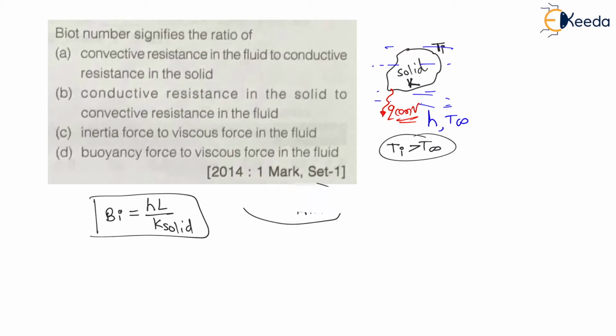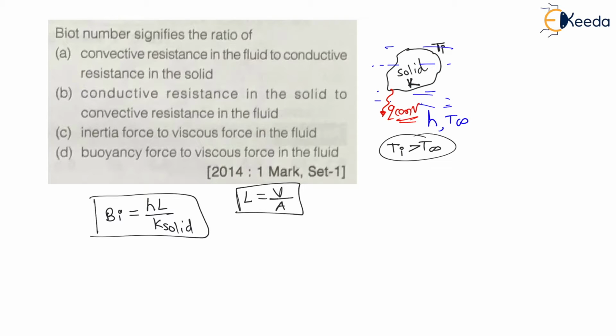So my dear students, now here Biot number is hL divided by k of solid, where h is convective heat transfer coefficient between solid body and the surrounding fluid. L is a characteristic dimension, which is nothing but volume of the body divided by surface area of the body in contact with the surrounding fluids. Right, volume divided by surface area. This is characteristic dimension, and k is the thermal conductivity of this solid body.